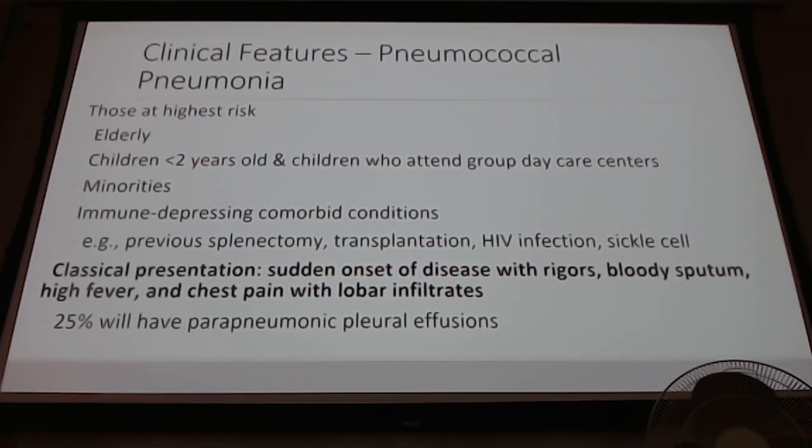But for your strep pneumo, your classic presentation is on there. So you get that sudden onset disease, you get the rigors, bloody sputum, high fever, chest pain, and then you have some sort of lobar pneumonia on your imaging for these patients.